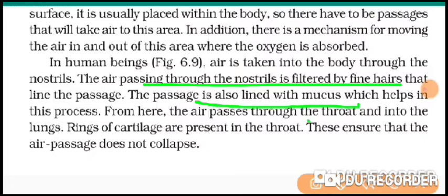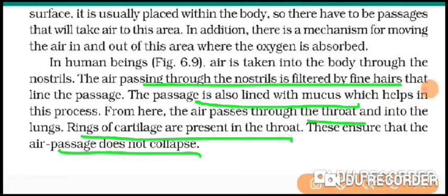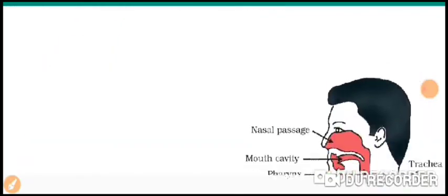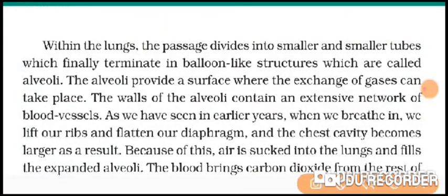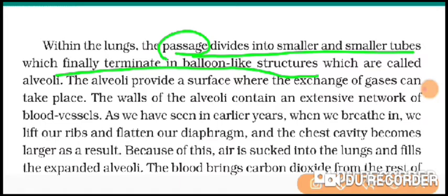As it passes through the throat region, the trachea is there, which is lined by rings of cartilage. C-shaped cartilages are there so that the air passage may not collapse. This is what I told you earlier. Okay. Now, within the lungs, what will happen? The passage will further divide into small tubes. The trachea divides into bronchi, and the bronchi will further terminate into bronchioles, and then into small balloon-like structures called the alveoli. The alveoli is a region which provides maximum exchange of gases.